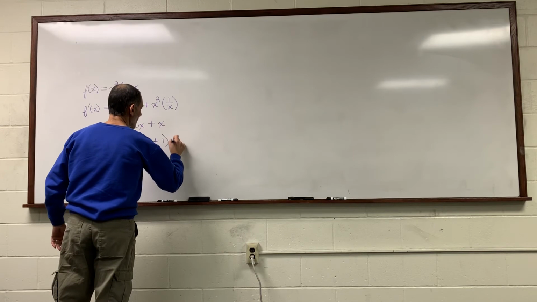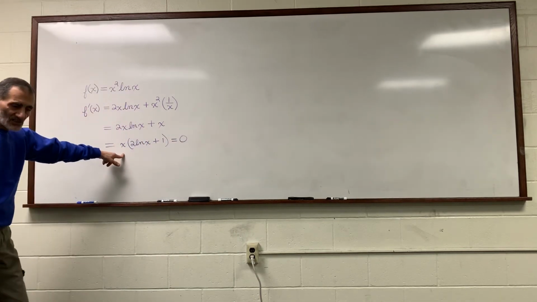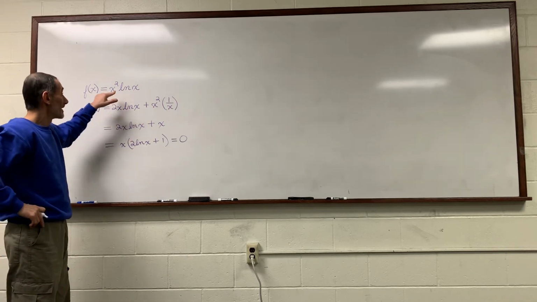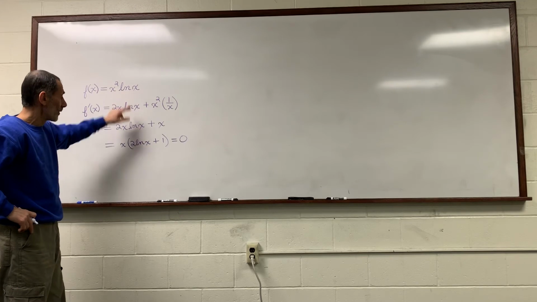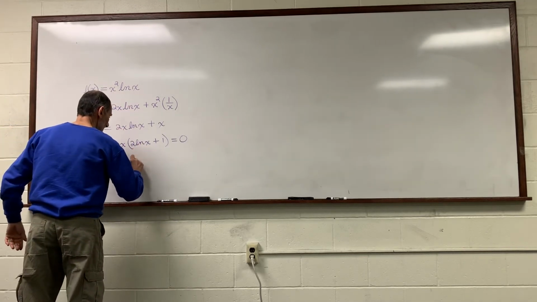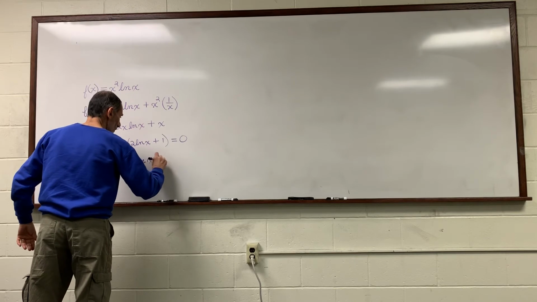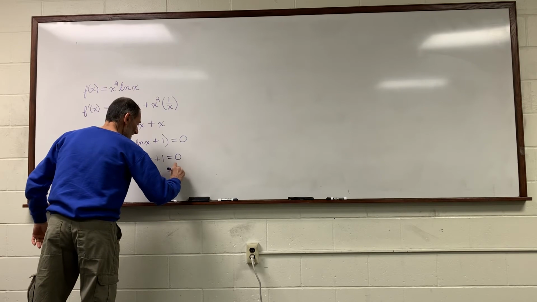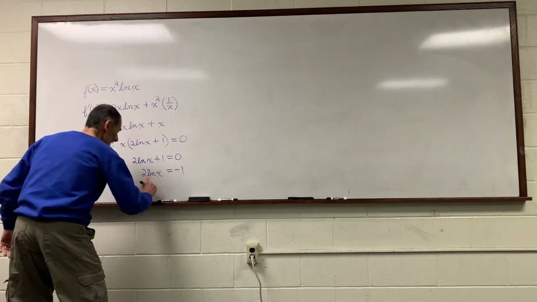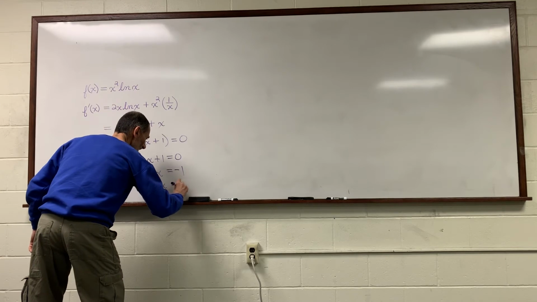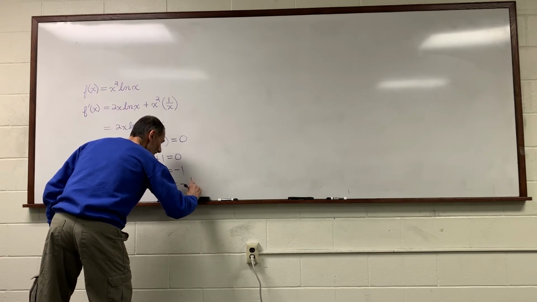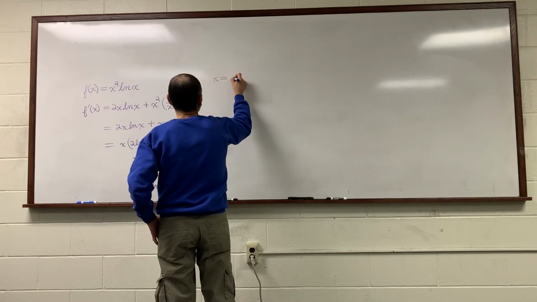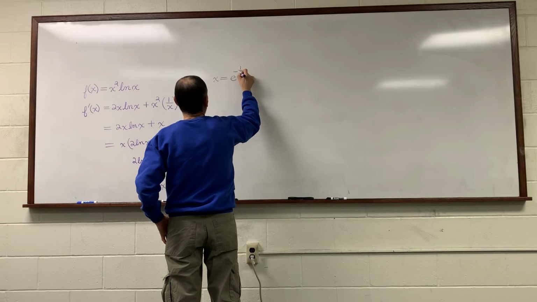That will equal 0. Now, you're inclined to say that 0 is a critical number. It cannot be. Why? Because it's not in the domain, right? You cannot take the natural log of 0. So reject 0. 2 ln x plus 1 equals 0. 2 ln x equals negative 1. ln x equals negative 1/2. So our critical number, x equals e to the negative 1/2.